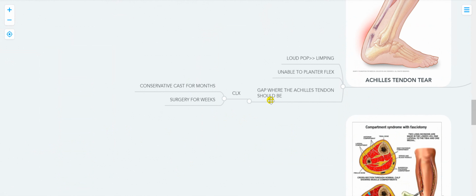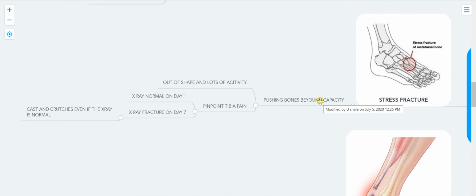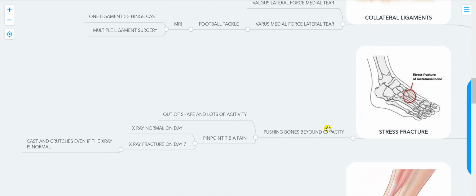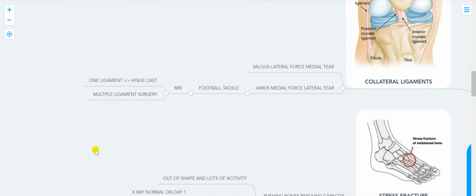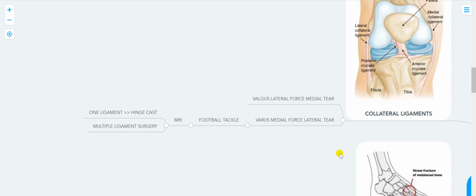Achilles tendon tear, usually a loud pop and limping after that. They can't plantar flex. How do you diagnose that? Clinical, and you do either casting or surgery to fix that. Stress fracture, usually pushing beyond your capacity. X-ray on day 1 is normal, on day 7 there is a fracture. You cast and use crutches even if the x-ray is normal because it doesn't show up on the first day.